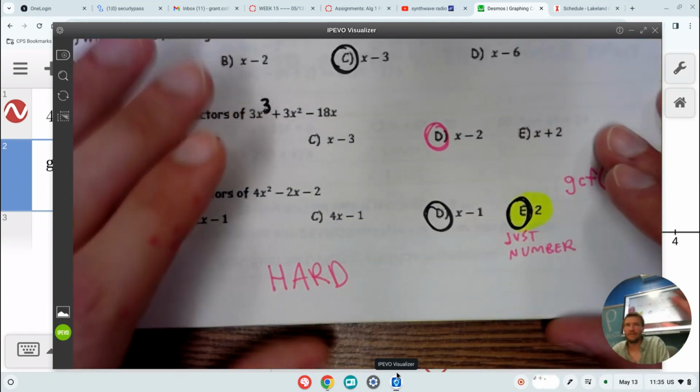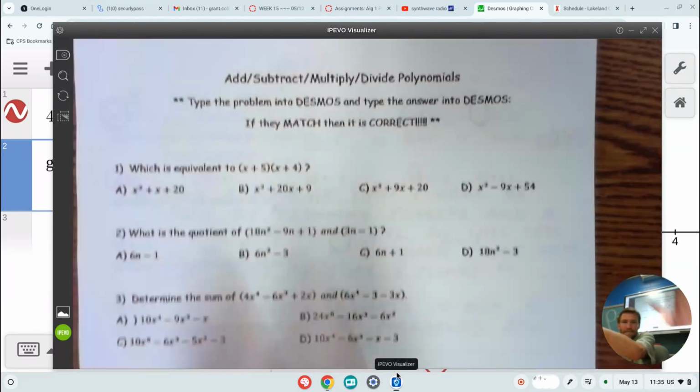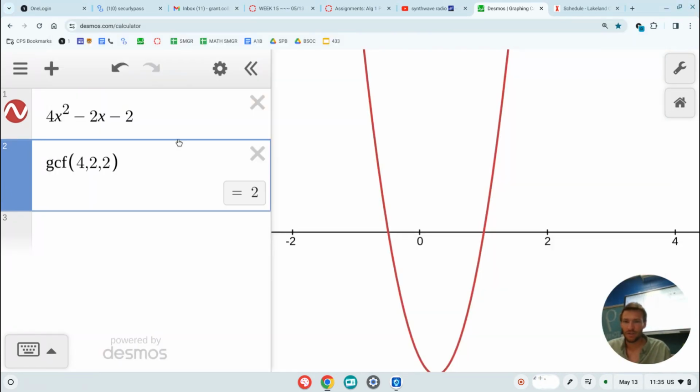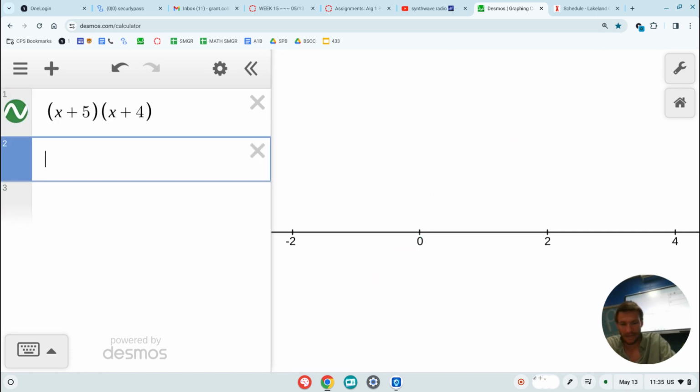Can you give me 3 minutes? Okay, on the back. I promised 3 minutes. We got 4 questions, so it's time to go. Which equation is equivalent? Well, this should be easy. Type it in. Type the answers. It's a race. Boom. X plus 5, parentheses, parentheses, X plus 4, parentheses, enter. Type in the answers. X squared plus X plus 20.